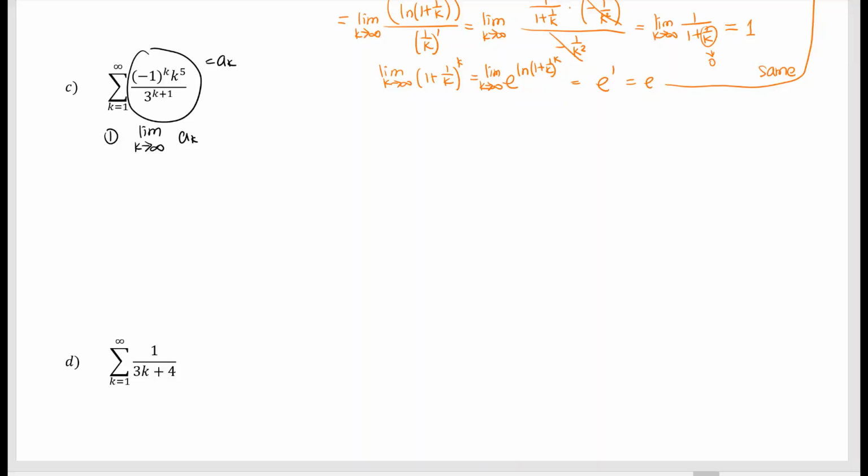Well, numerator is polynomial, but the denominator is exponential function. We know exponential function grows faster. So if the denominator grows faster, what happened? We get 0, okay? So it means we need to go to the second step and use ratio test. Okay, so I hope all of you can pause the video and try to work on this problem first.